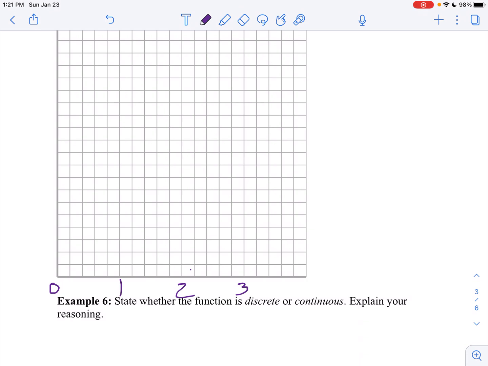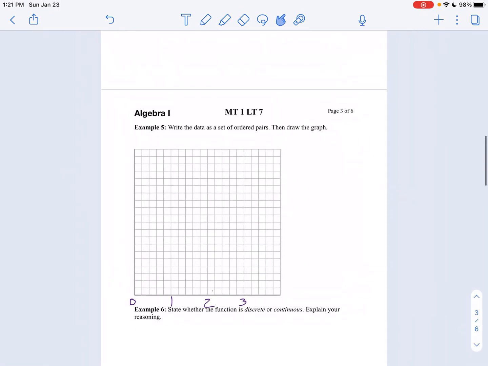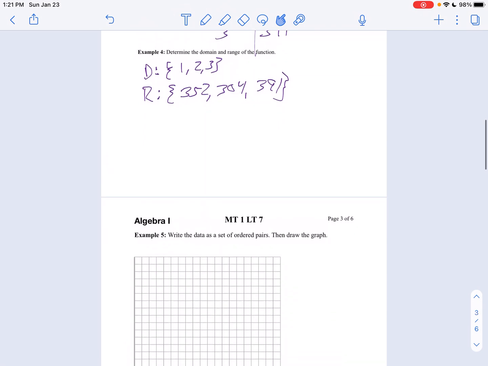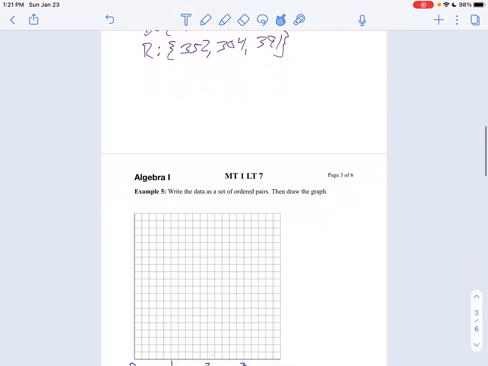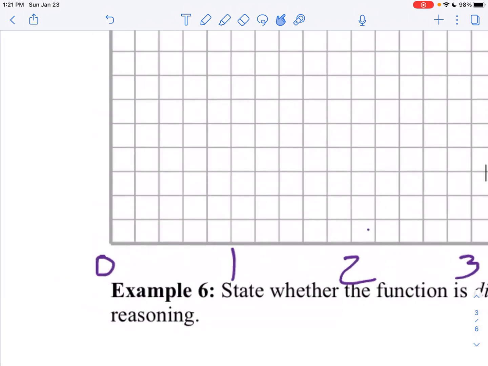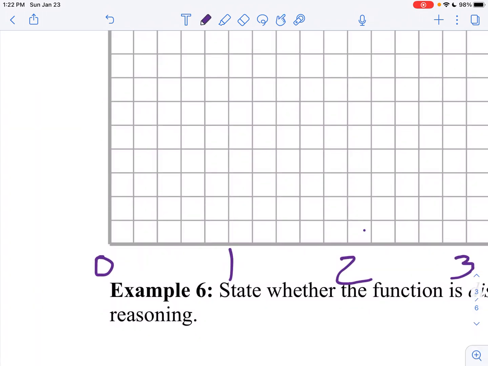Now if I look at my range from a previous page, I'm going to go from my smallest at 304 to my biggest one at 391. So I probably want to go from 300 to 400 because I want a little bit of a margin. So what I'm going to do is I'm going to put a break in my graph. I'm going to put a little break right there. I'm going to start at 300.